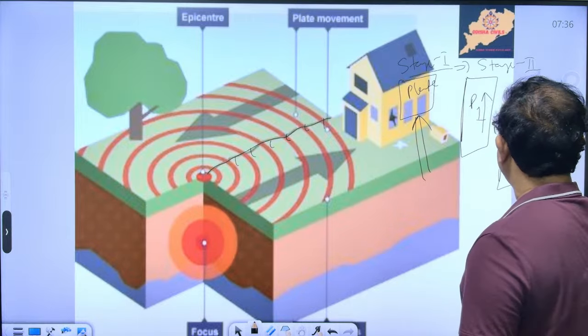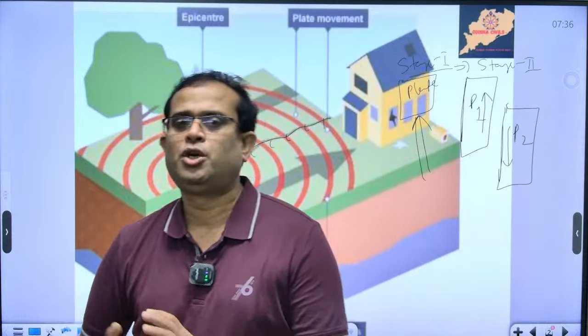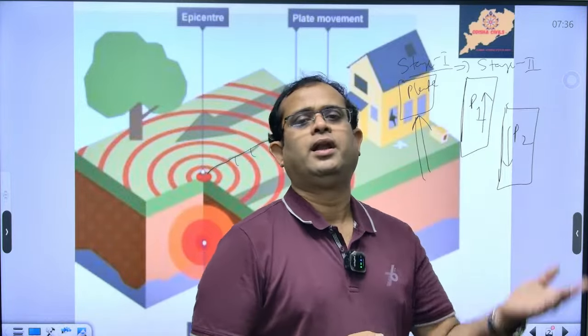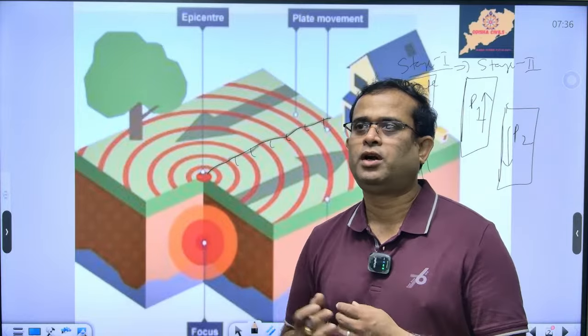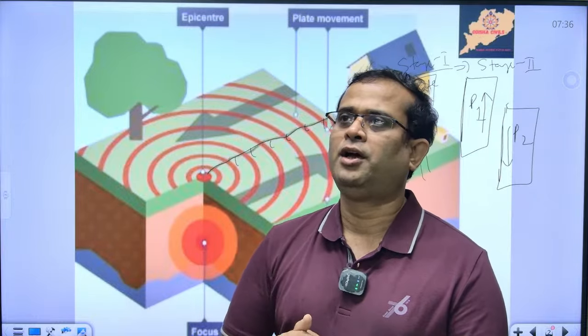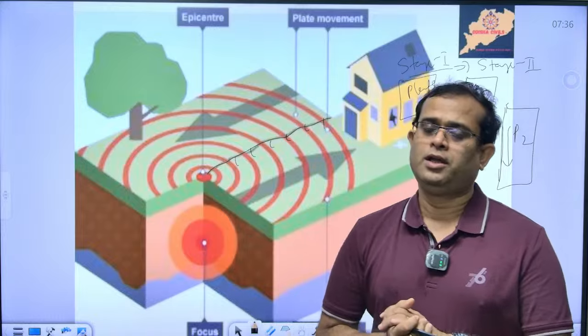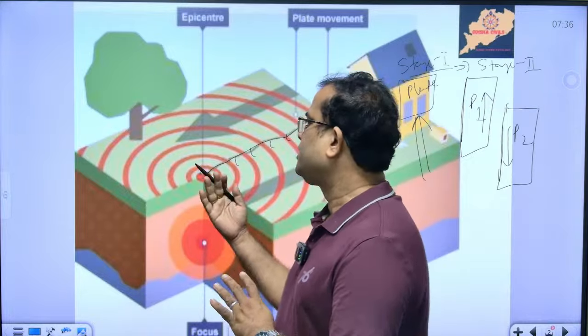So what happens? One plate moves opposite to the other. One plate moves in one direction and another plate in a different direction. This is basically your plate motion. So that is how an earthquake exactly happens.